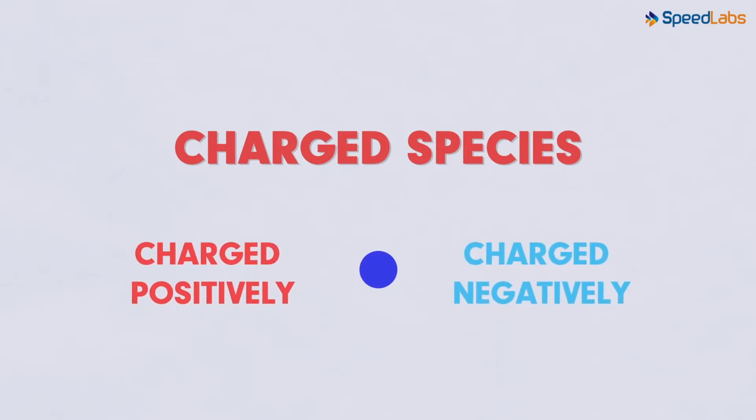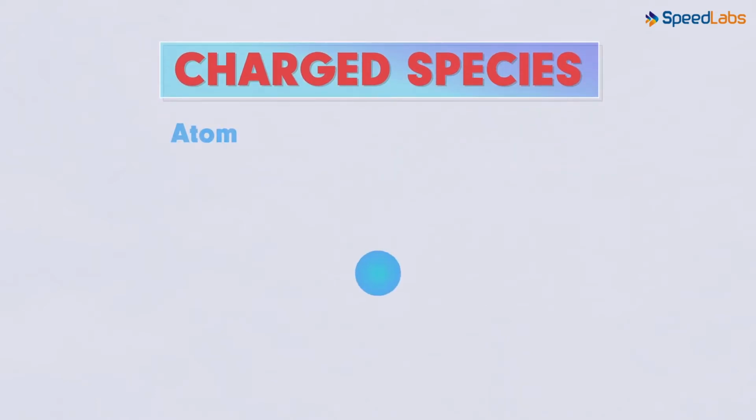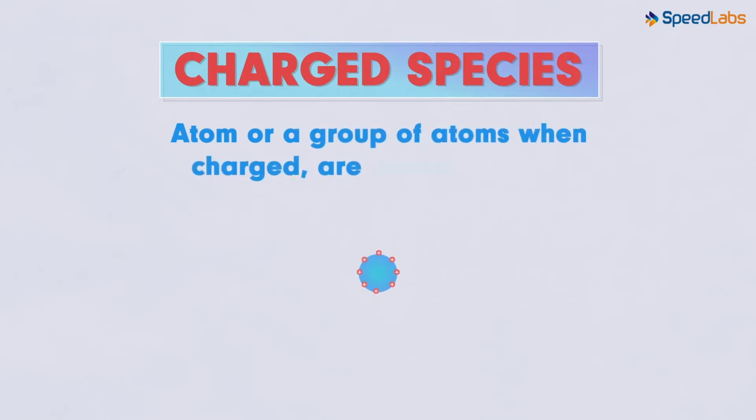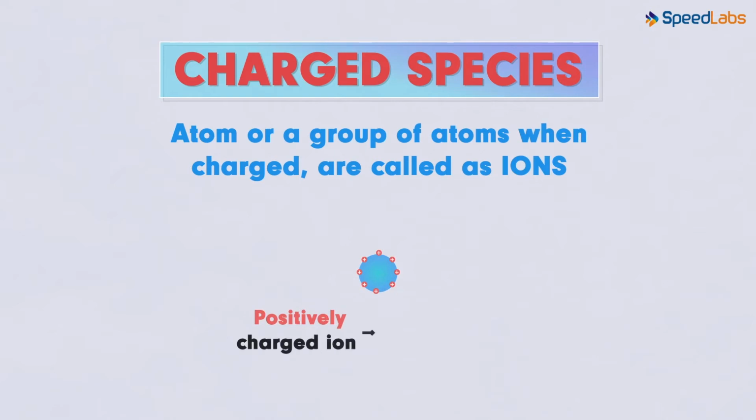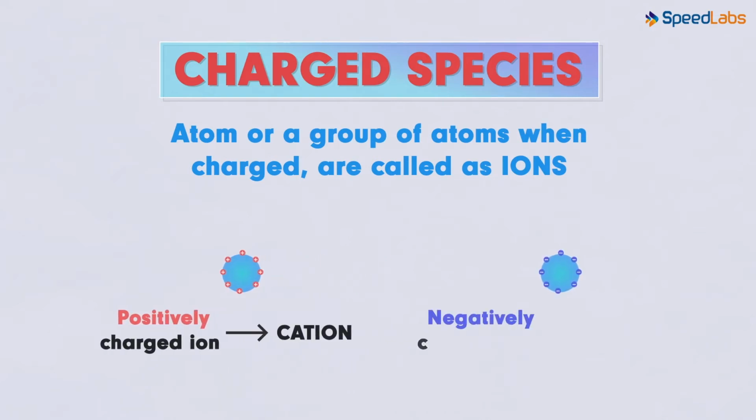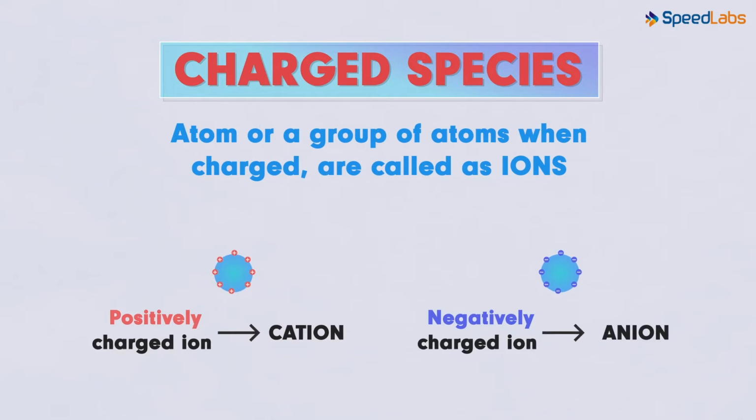Another important concept observed is that of charged species. Now what could this be? Well, atoms get charged either positively or negatively. Why they get charged is something we will learn later. Our major topic of discussion right now is the concept of charged species. What are these? An atom or a group of atoms when charged are called ions. A positively charged ion is called a cation and a negatively charged ion is called an anion.